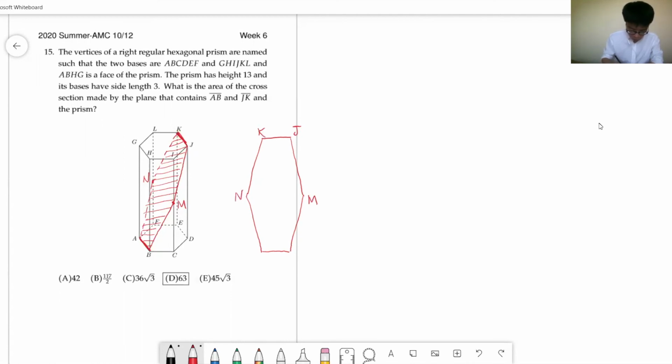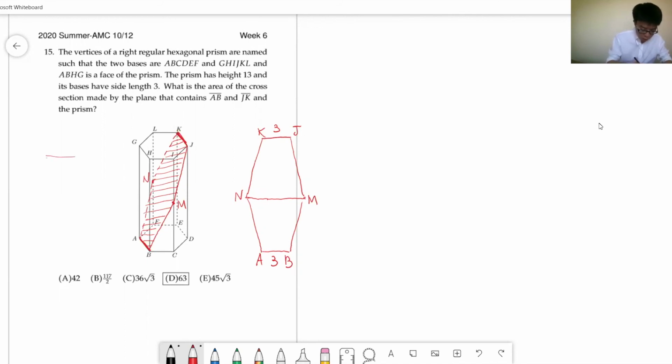M, N, A, B. So this cross section is symmetric. We can divide it by connecting MN, into two congruent trapezoids. So we know AB is 3 and KJ is also 3, right? That's just the side length of the base. So they are both 3. And MN, okay, MN equals FC.